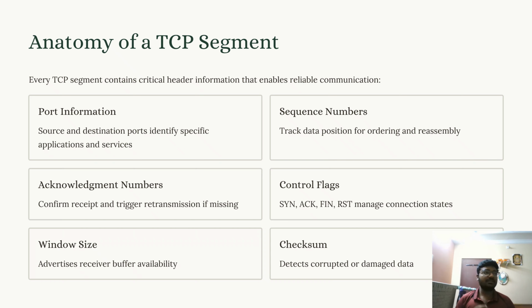Control flags like SYN and ACK help manage connection states, while buffer size advertisements keep transmissions efficient. Finally, checksums help detect any errors in the data. With all these elements working together, TCP guarantees data is delivered properly and safely, even in complex network environments.